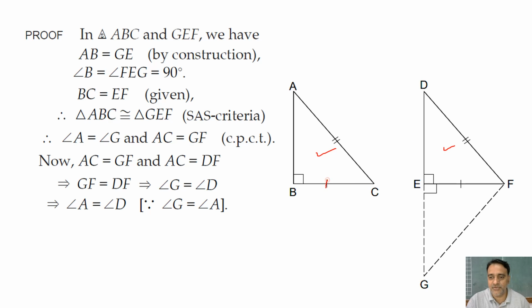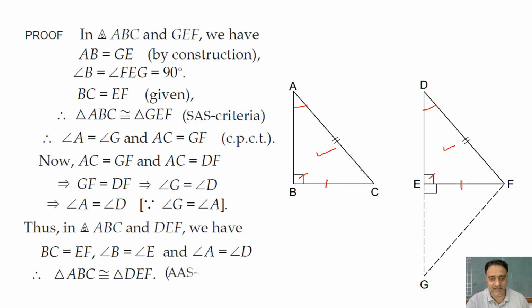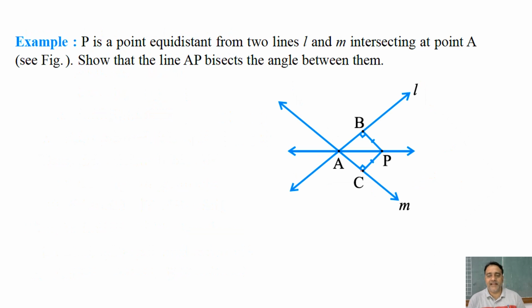BC is equal to EF, and these two angles are equal, each 90 degrees. Angle A is equal to angle D, proved above. So these two triangles are congruent by which criteria? AAS. Very good, AAS. Any doubt here? No, sir. Okay, now one example.